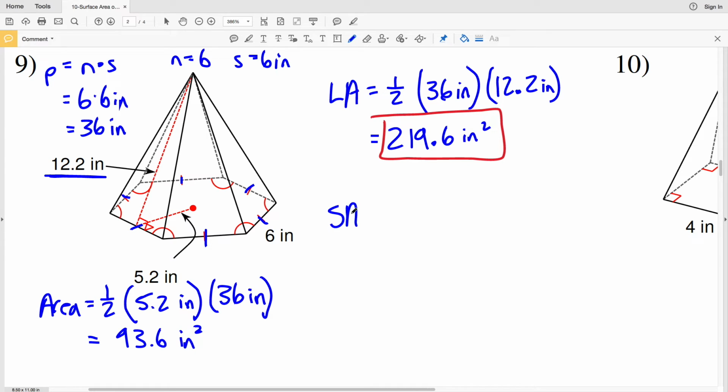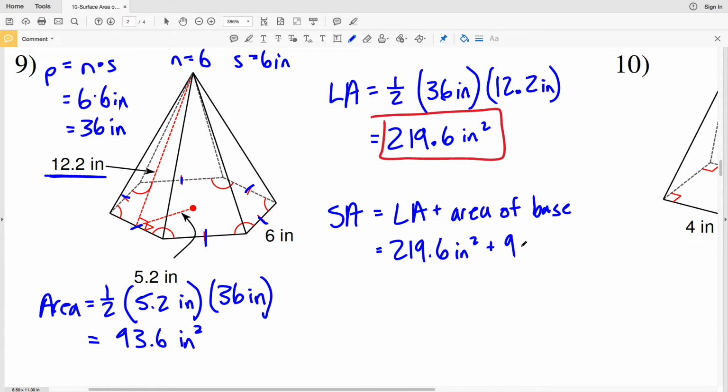So for surface area, we're going to add the lateral area plus the area of a base. And since we've calculated both, we'll just add those together. So 219.6 inches squared plus 93.6 inches squared. And that is 313.2 inches squared for the surface area.